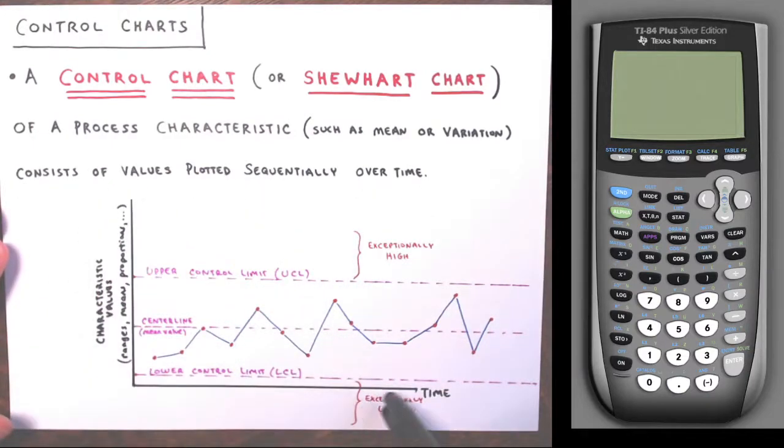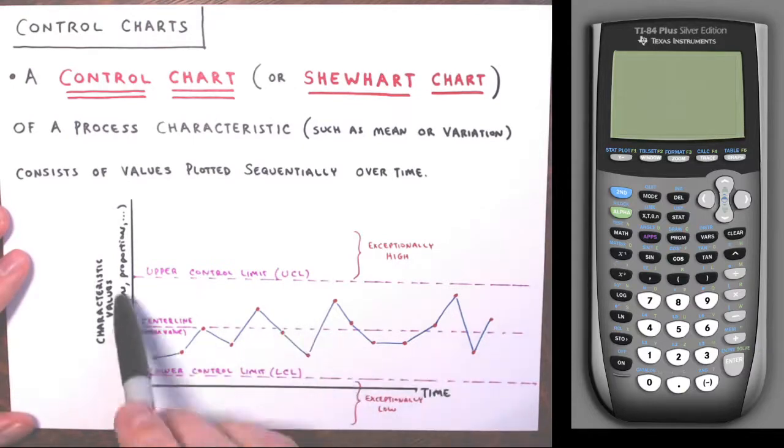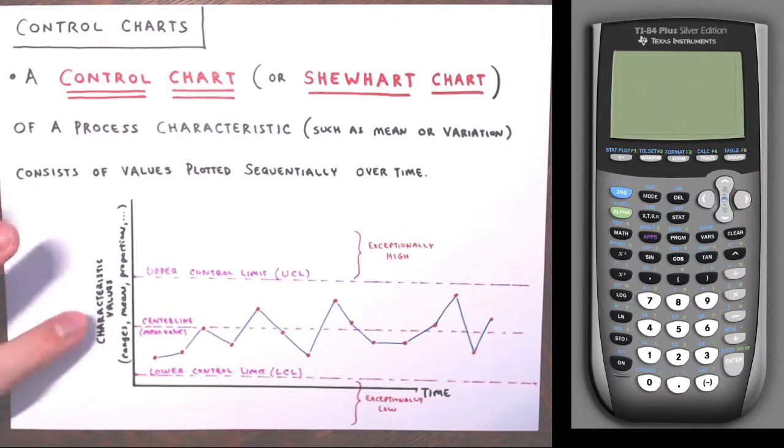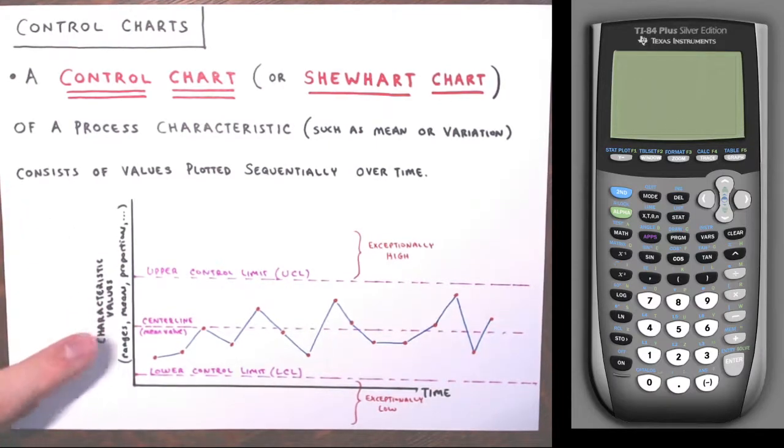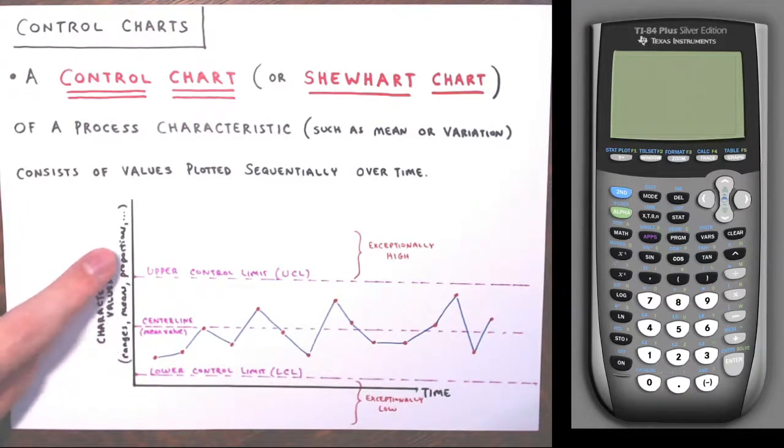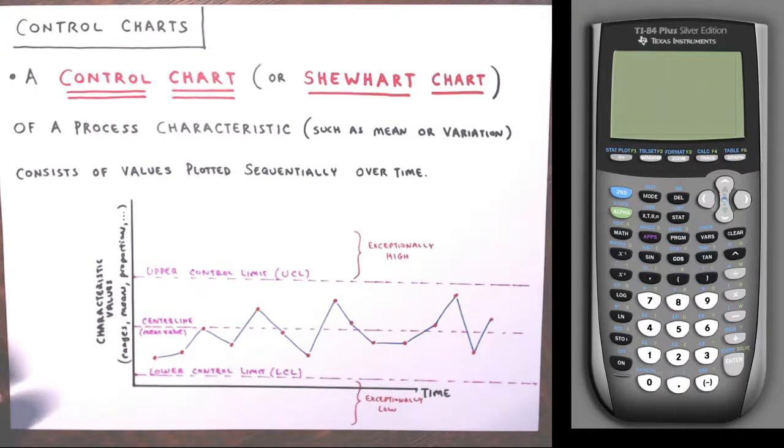And there's your horizontal axis, vertical axis. The horizontal axis will typically represent time, in days or months or years or whatever. And the vertical axis will represent these characteristic values, right? The ranges, the means, the proportions, the standard deviations of the samples I'm looking at, etc. So you have these dots connected by some segments here, a little line chart.